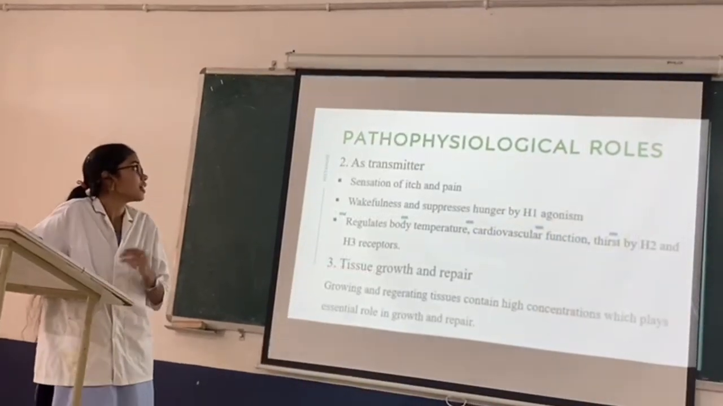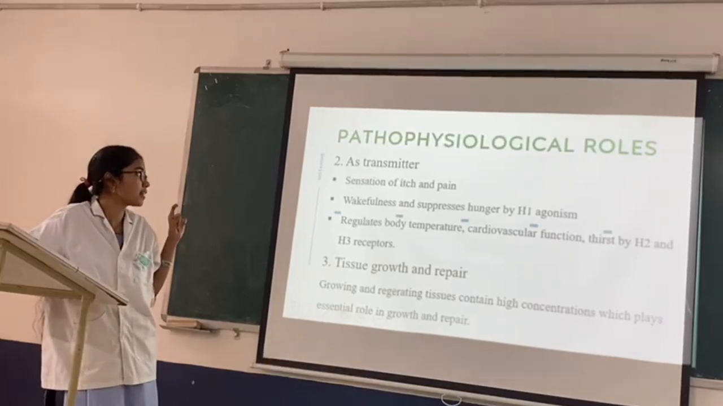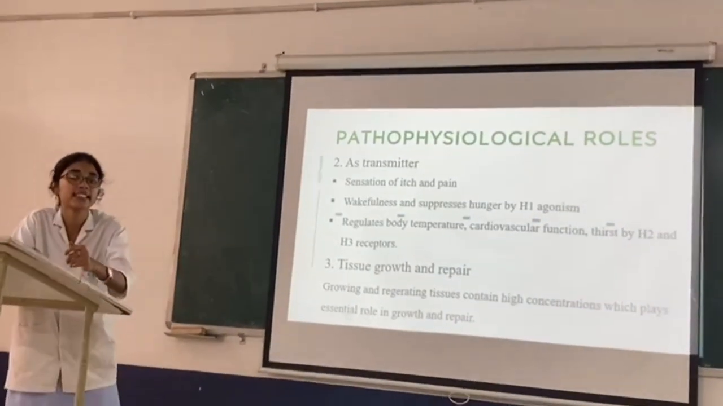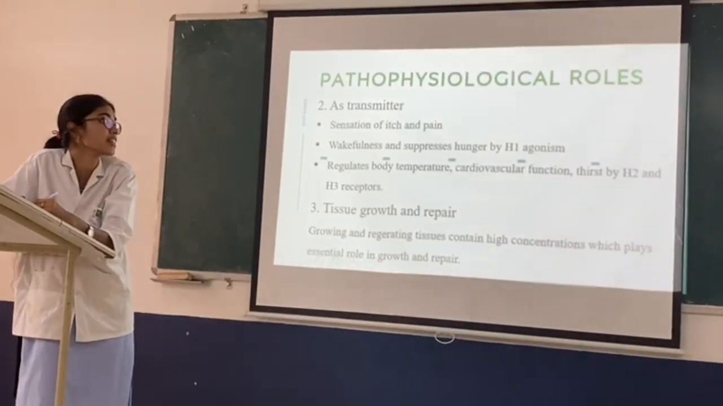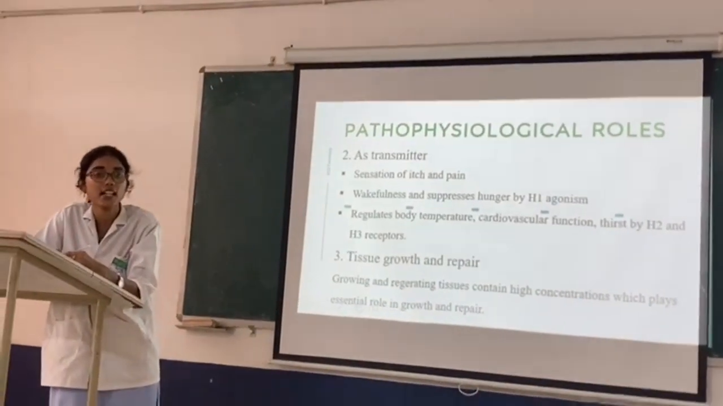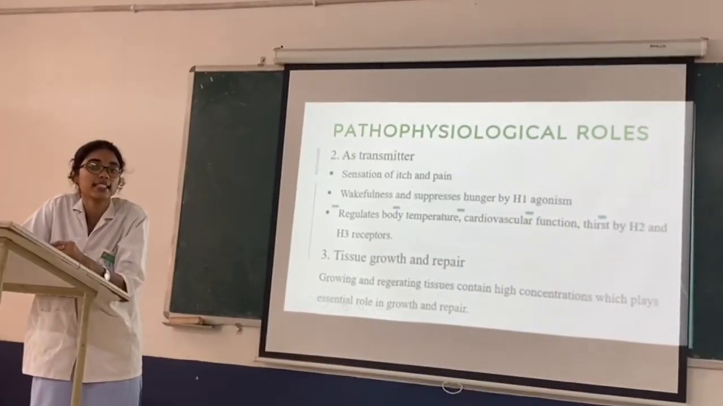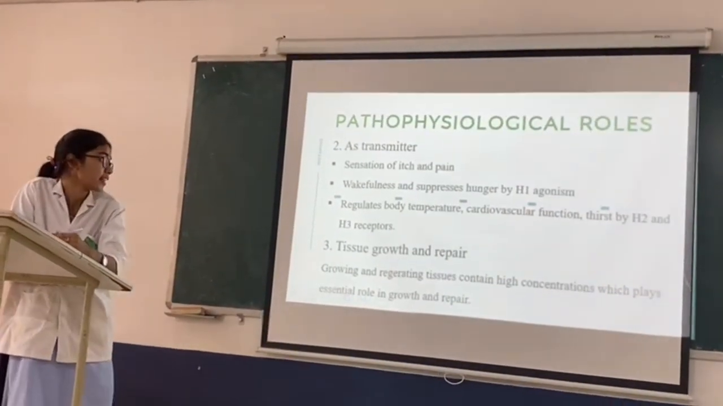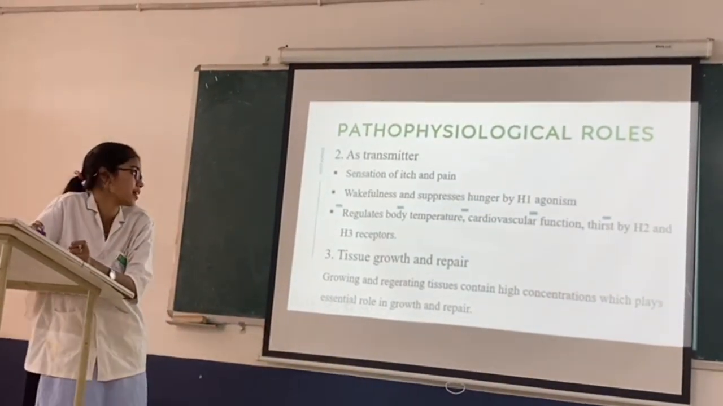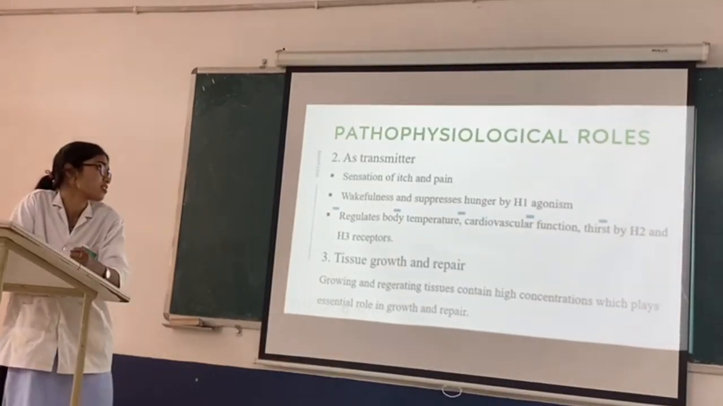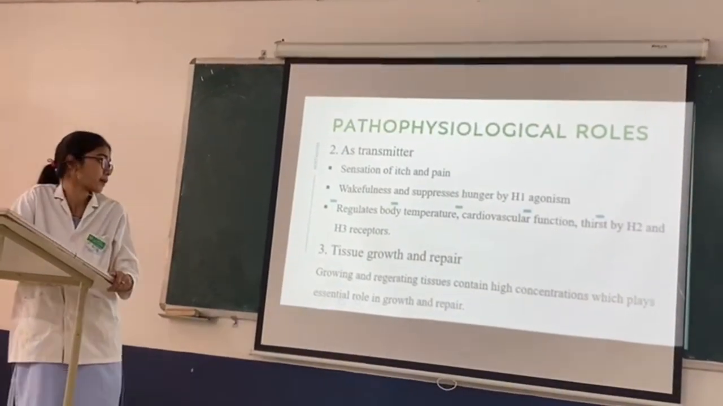Next, coming to histamine as a transmitter. It causes the sensation of pain and itching. Non-mast cell histaminic receptors present in the brain cause wakefulness and suppress hunger, which is mediated by the H1 agonist. The H1 antagonist used for this owes to the sedation and also promotes the appetite. And the H2 and H3 receptors, which are present in the postsynaptic neuron and the presynaptic neurons respectively, cause cardiovascular function, regulate body temperature and also thirst.